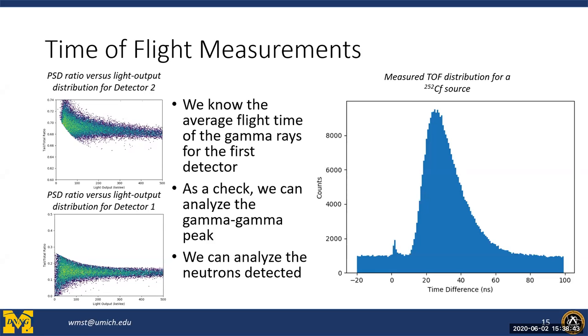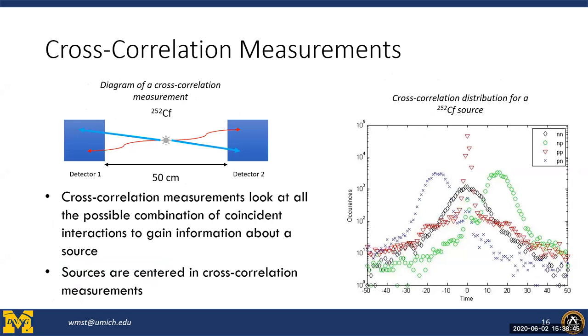Another measurement I'd like to talk about are cross-correlation measurements. Now, there isn't a significant difference between really a time of flight measurement and a cross-correlation measurement. It's dependent really on what is being looked at and then the placement of the source. You can use the same detector setup to measure either. Generally, for cross-correlation measurements, the source is placed in between the two detectors, and then we're looking at the relative correlations between the combinations of particles emitted.